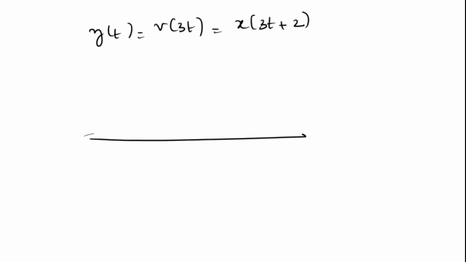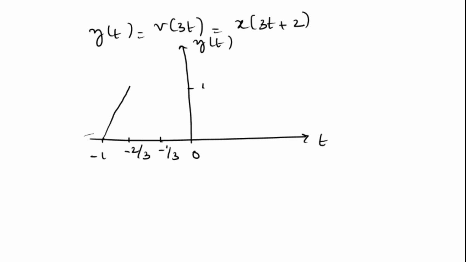Now we have to draw y of t is equal to v of 3t, which is equal to x of 3t plus 2. We have to compress the previous figure. This is t, this is y of t with amplitude 1, this is 0, this is minus 1 by 3, this is minus 2 by 3, this is minus 1. This is the required answer for the given problem.